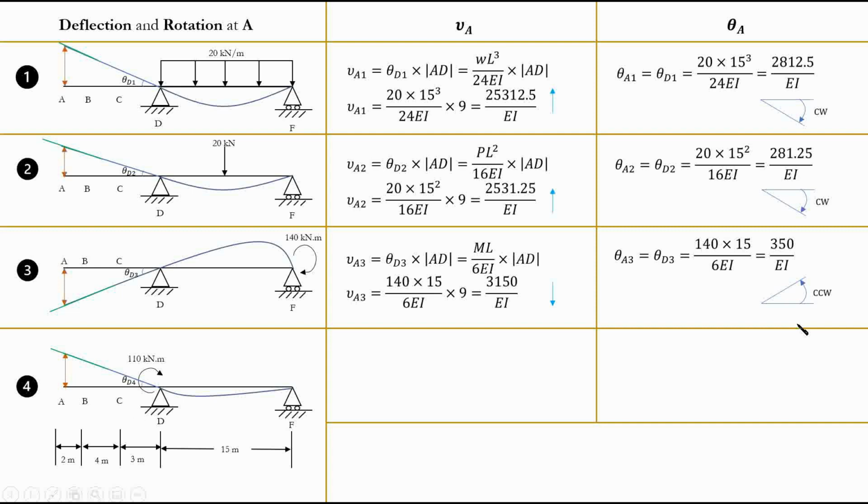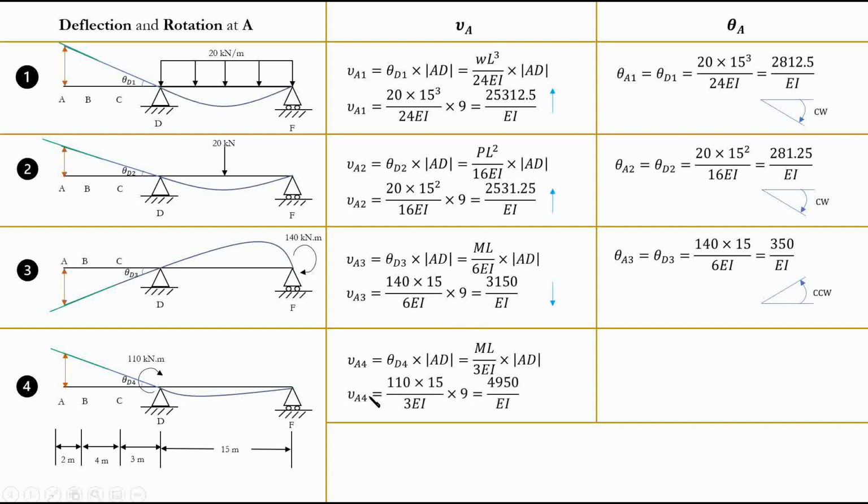For case 4, again, we have theta d4. Deflection is basically equal to the length that we have multiplied by the rotation theta d4. And again, as I mentioned, this is ml over 3EI. Why? Because we are applying the moment here and we want the rotation at the same point. That's why the rotation is ml over 3EI. And again, if you have the table in front of you, what I'm talking about makes much more sense.